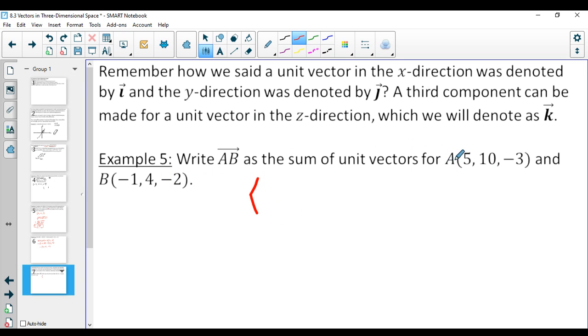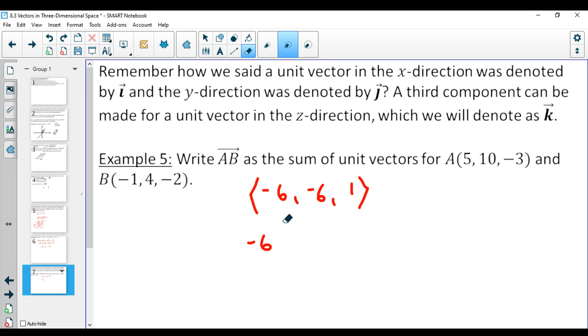The change in X from 5 to -1 is -6. The change in Y from 10 to 4 is also -6. And the change from -3 to -2 is +1. Right? So that's the vector. Right? And so now we just write -6. Oops, not J. X goes with the I's. Minus 6J. Plus 1, which we don't need to write, plus 1, or not Z, K.